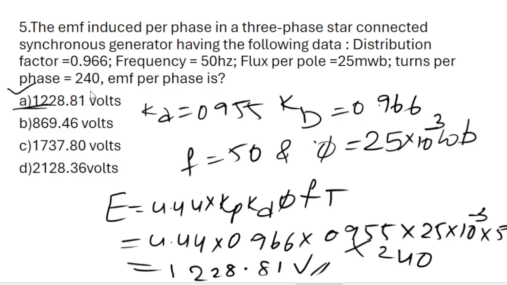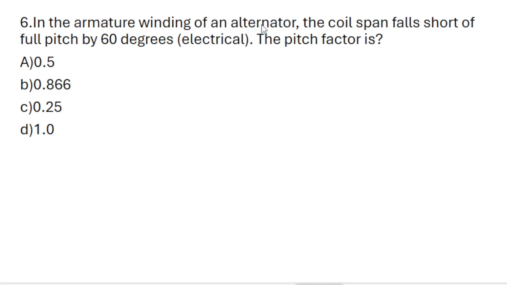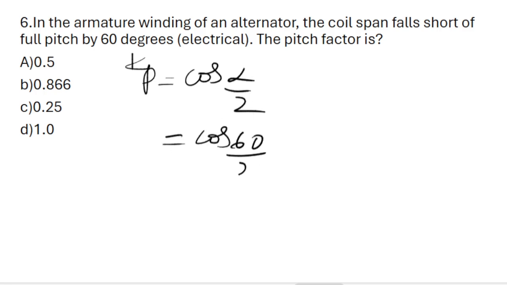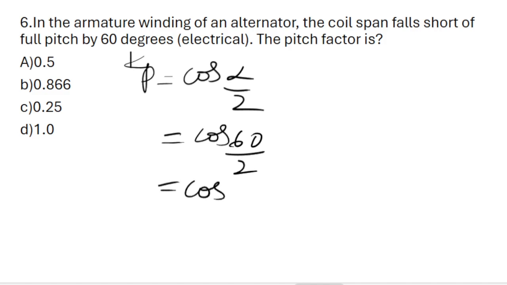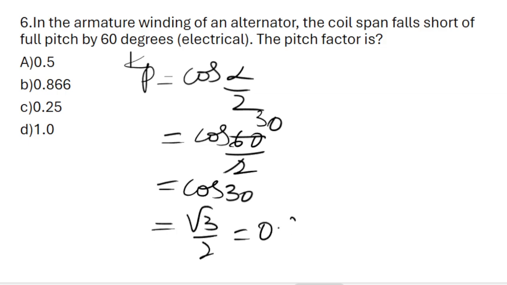Next question. In the armature winding of an alternator, the coil span falls short of full pitch by 60 degrees. The pitch factor is, we know that pitch factor Kp is equal to cos alpha by 2. Alpha is given as 60 degrees, so substituting, cos 60 by 2, 2 ones are 2, 30s are. So, cos 30 is equal to root 3 by 2. Root 3 by 2 value is 0.866. So, here option B is the correct one, 0.866.